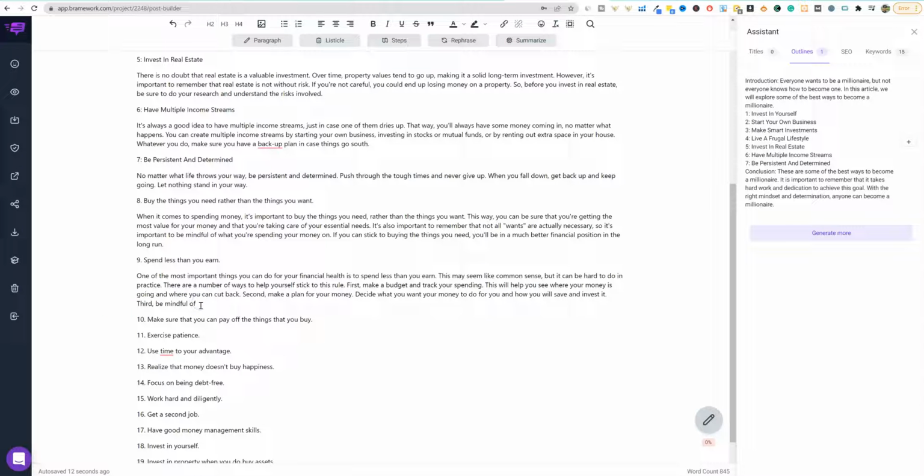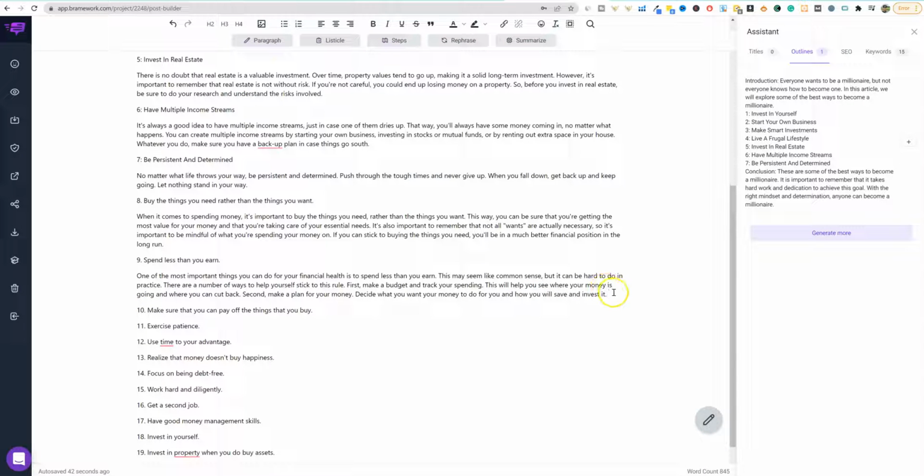Nope. And this is where some of the things are different: you can't just put the cursor here like you can in Word Hero and just push right. We're going to have to decide what you want your money to do for you and how you will save and invest it. Third, be mindful of, I really don't know what it was saying right there. So we will just go like this, and maybe we can push paragraph right there.